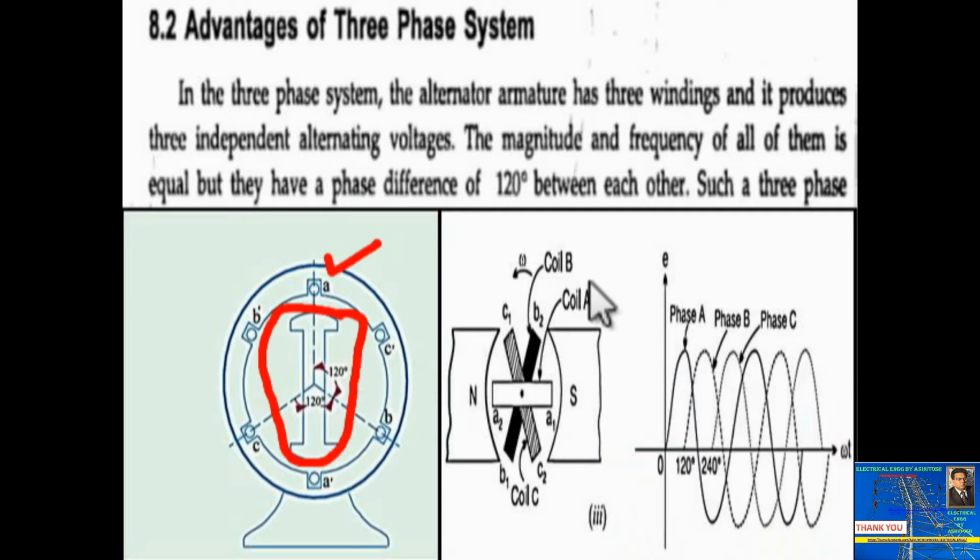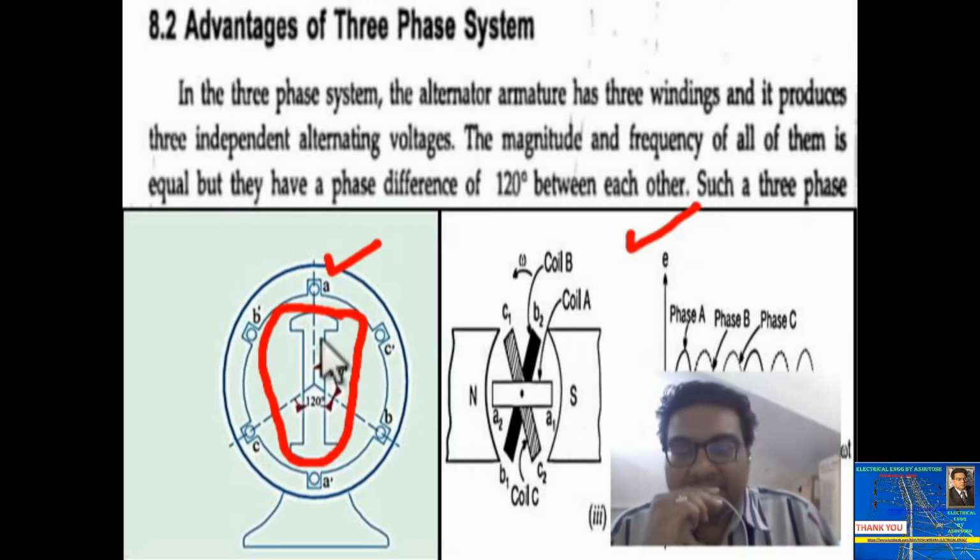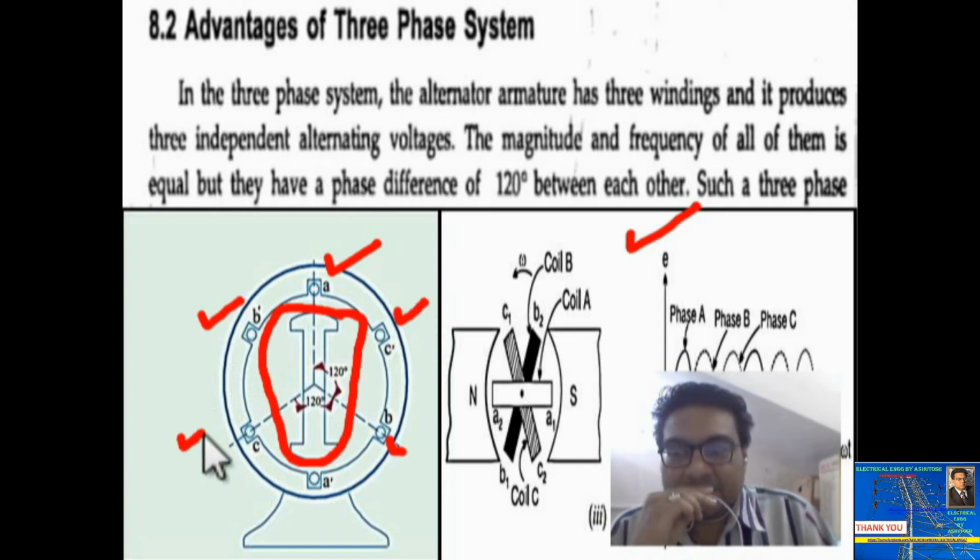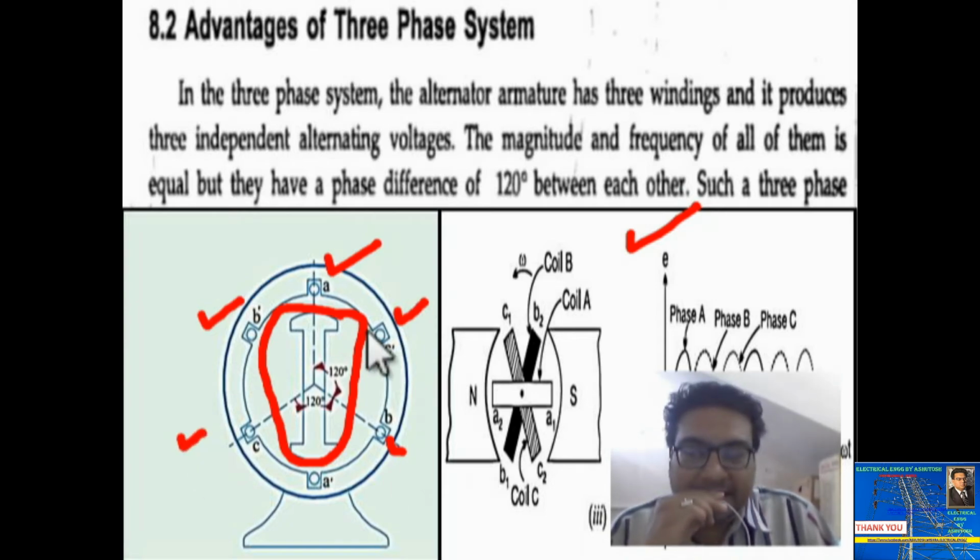So this is also a 3-phase system. Here magnets are static and coils are rotating. A very important point: in this diagram, we have seen the coils are static. These are placed in the stator slots. You can see these are the different slots, and these windings or conductors are placed in these slots.